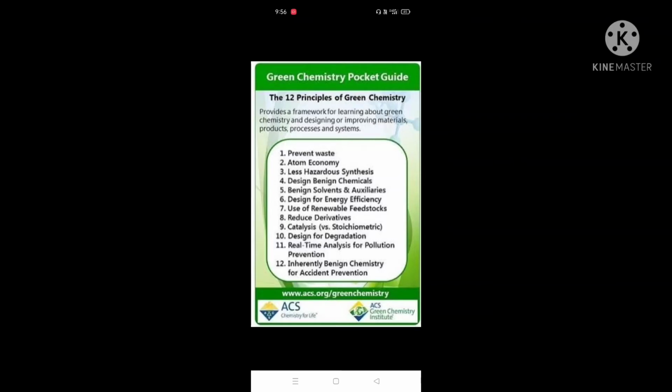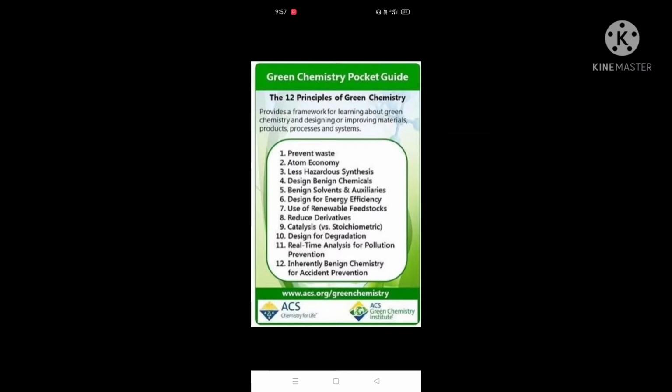Design benign chemicals. We take initial chemicals, not intermediate chemicals, to prepare the products. Like glucose, we can prepare from starch. Starch is a naturally available compound; in potatoes, so many compounds are naturally available. So we take from these benign chemicals only, and we prepare the glucose.